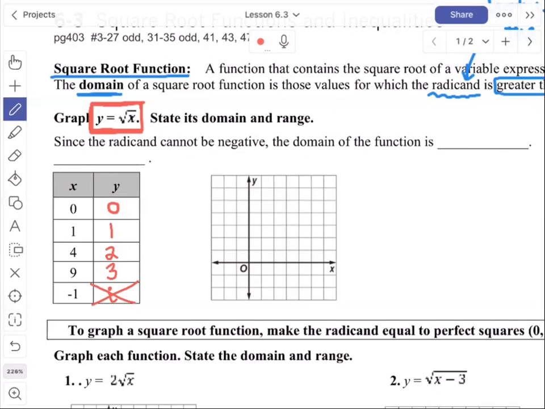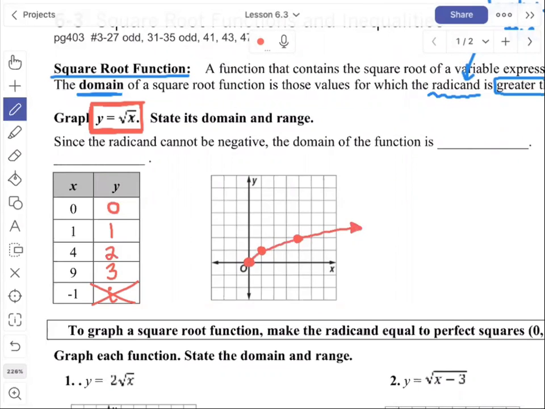So (0, 0), we get that. (1, 1), we get this point. (4, 2), we got this point. And (9, 3), I can't quite fit, so I'm just going to pretend I hit (9, 3) way out here. I'll do a little arrow. That is the graph for a square root function.